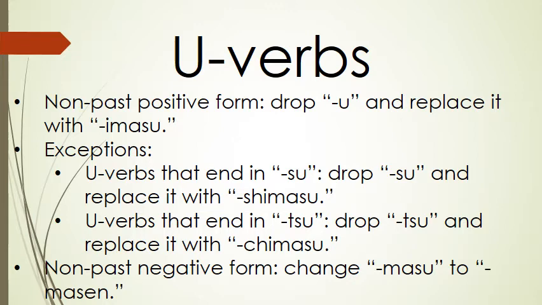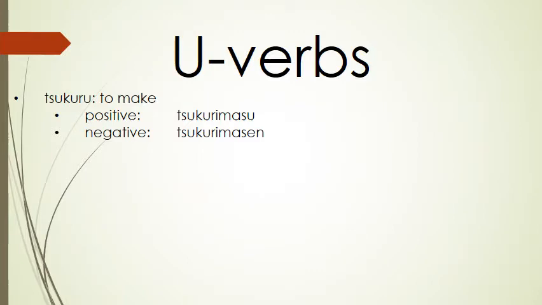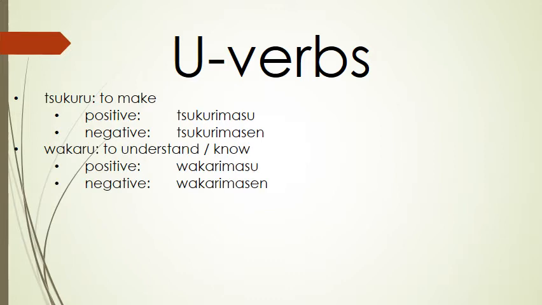If we want to change an u verb to its negative non-past form, instead of using mas, we use masen. So let's look at some examples. Tsukuru, to make. Its positive non-past form is tsukurimasu. Its negative non-past form is tsukurimasen. Wakaru, to understand or to know. Its positive non-past form is wakarimasu. Its negative non-past form is wakarimasen.